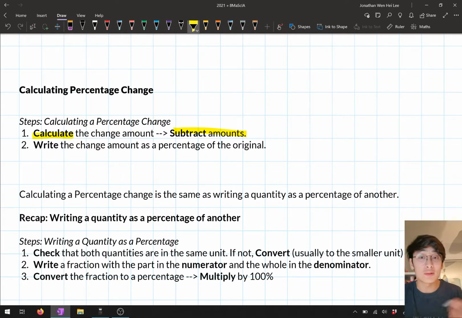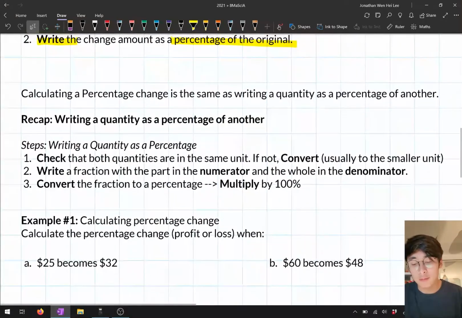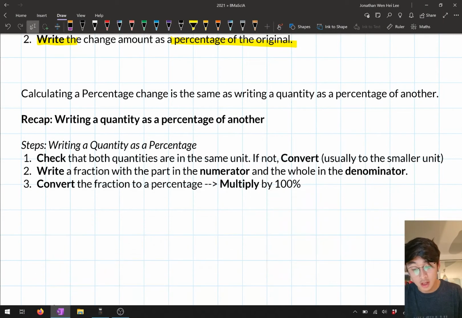Then the second step is something that we actually did in a previous lesson, an operation that we've done before. This is when we write the change amount as a percentage of the original. As a quick recap, when we wanted to find a quantity as a percentage of another, we checked that both quantities were in the same units, and in most of these cases they are, unless you're dealing with cents, in which case you need to change them both into the same unit.